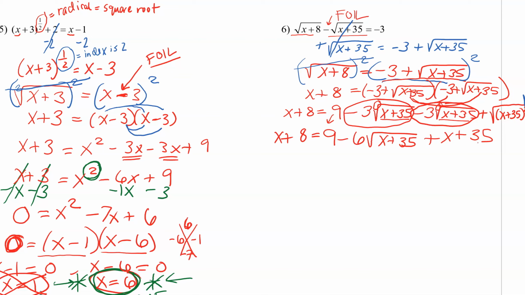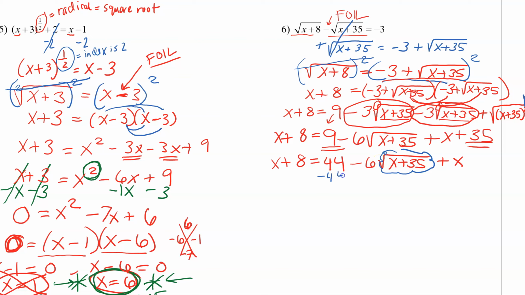Okay, so now I have a very complicated looking equation, but let's see if we can start combining like terms. I can combine the 9 with the 35 and get 44. And I think that's about it. But what I can do now is completely isolate the remaining radical. What I mean by that is I can move all this other stuff away from it. So I will do that.